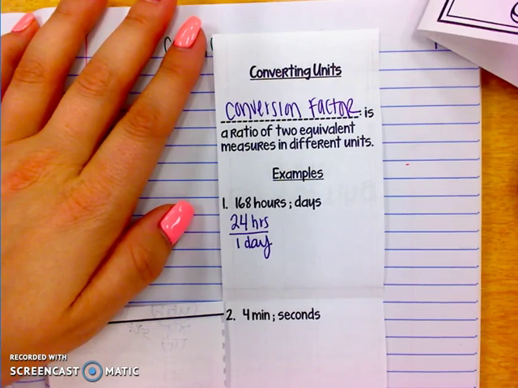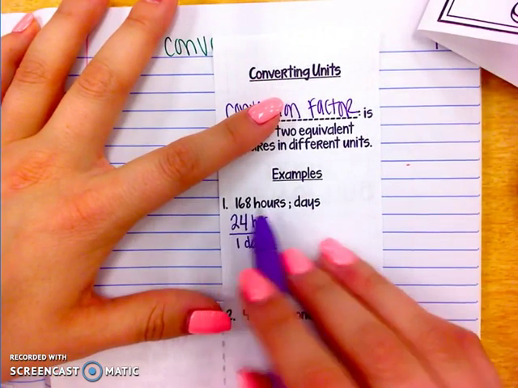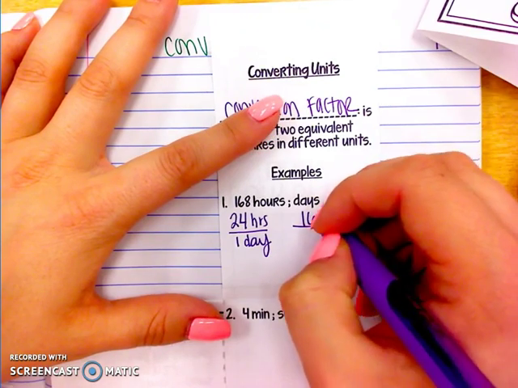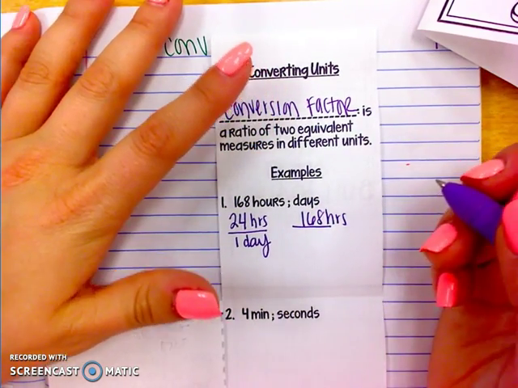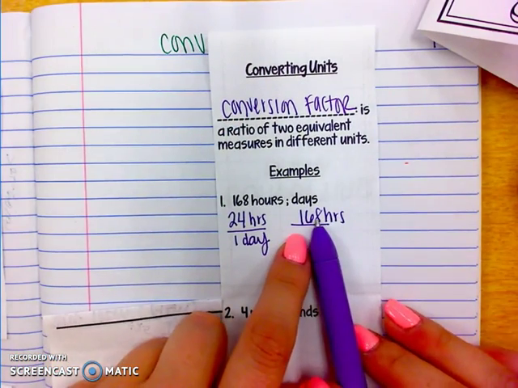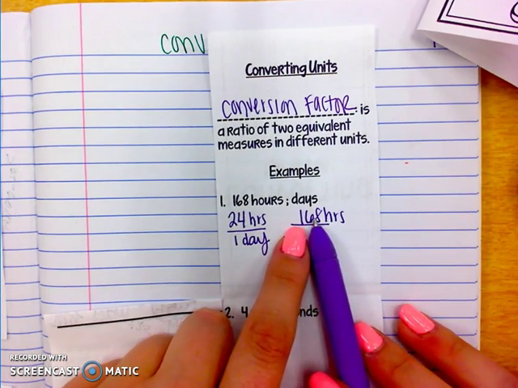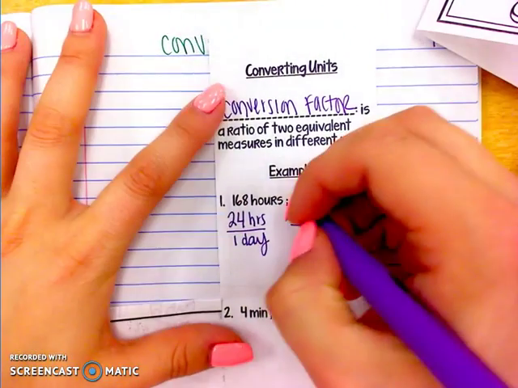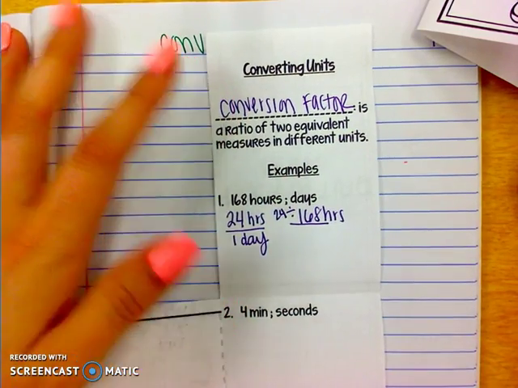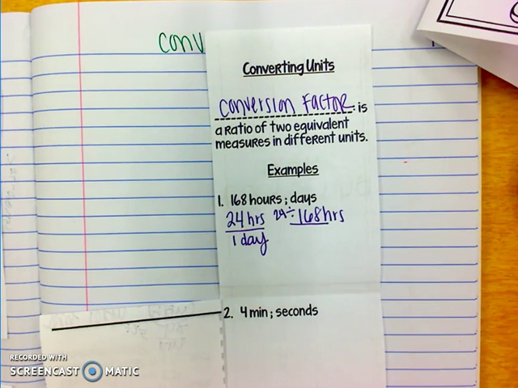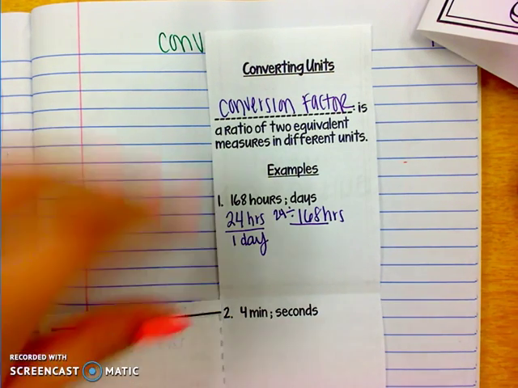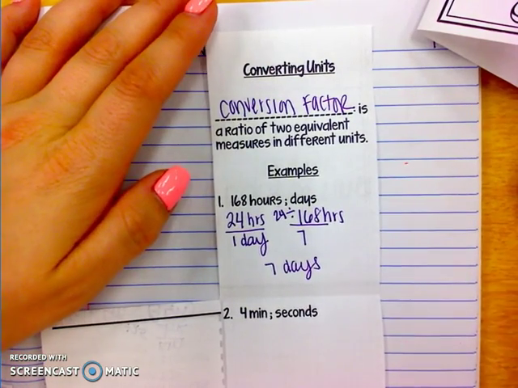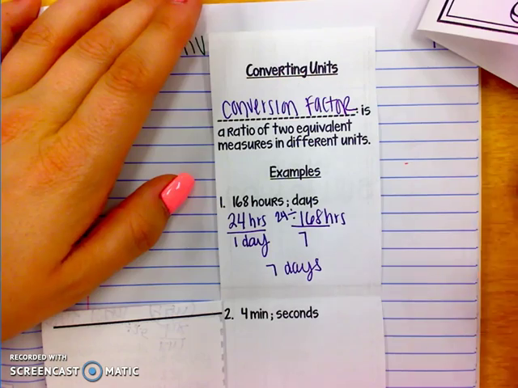Now I have to find how many days are in 168 hours. So I have 168 hours. Okay? And I want to know, how can I break this down? So I'm kind of doing a reverse here. How can I break down 168 into this 24? Well, what I'm going to do is actually divide by 24, and that will give me the number of days. And 168 divided by 24 is 7. So 7 days is 168 hours. Okay, divided by 24.